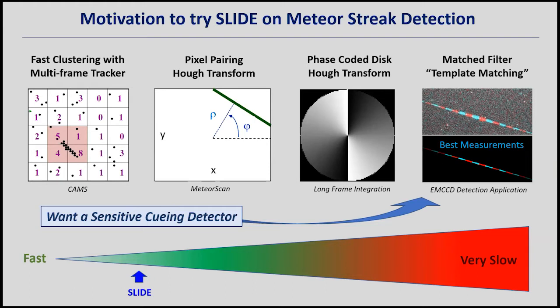The matched filter is probably the most effective at getting the best measurement accuracy for leading pick point edges, but it's very, very, very slow. And so what we wanted was a very sensitive cueing detector at the front end to feed a matched filter as a back-end post-detection process. SLIDE looks like it may fall between running a fast cluster approach versus a pixel pairing Hough transform. And so it had some attraction from a runtime perspective.